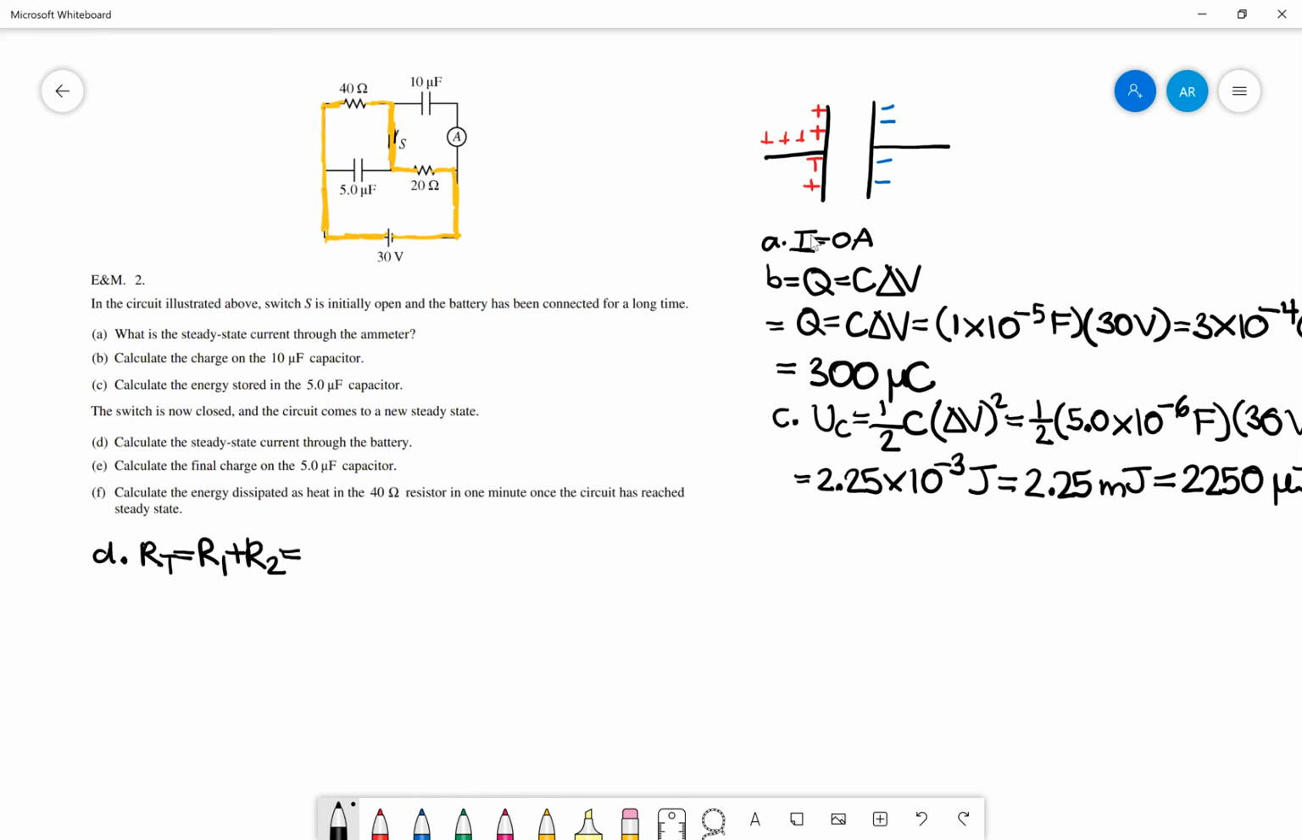Okay, I like to write RT for total resistance, also known as equivalent resistance, and we get 40 ohms plus 20 ohms. 40 ohms plus 20 ohms is equal to 60 ohms. So that will be our total equivalent resistance. And now we find our current, and now we use Ohm's law.